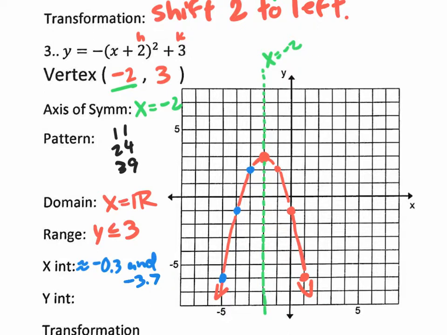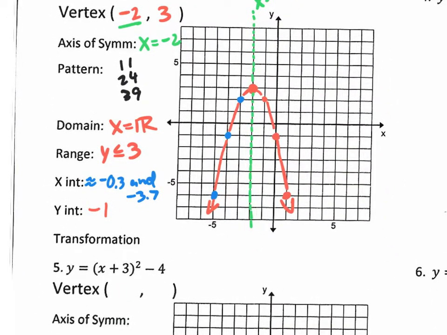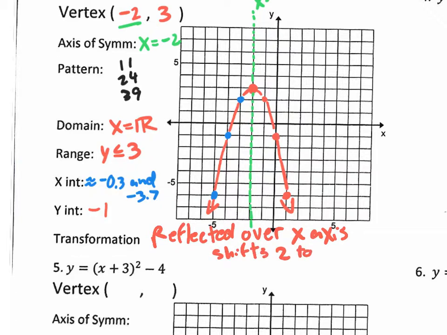How about the y-intercept? Where does it cross the y-axis? At negative 1. And how about the transformation here? Everybody write this down quickly. It got reflected over the x-axis. That means that it opens down. And it got shifted 2 to the left and 3 up.